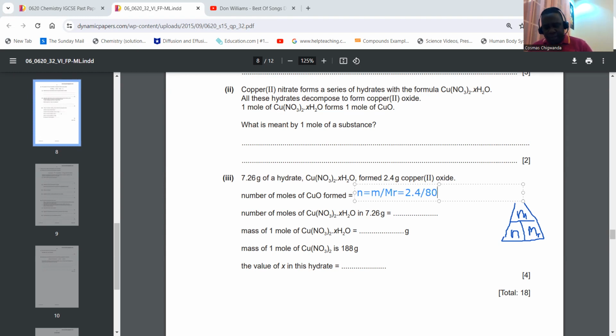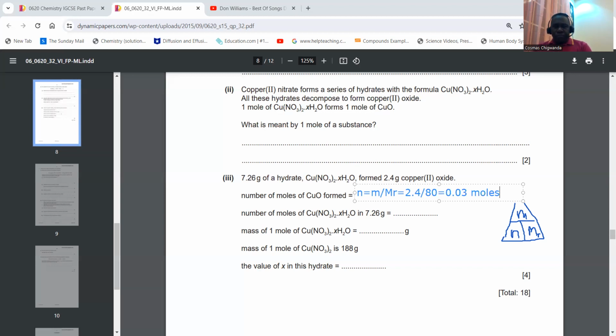Let's do that together on our calculator. We have 2.4 divided by 80. What do we get? We get 0.03. So that is going to be 0.03 moles. So we have done the first one. Number of moles of copper oxide is equal to 0.03.